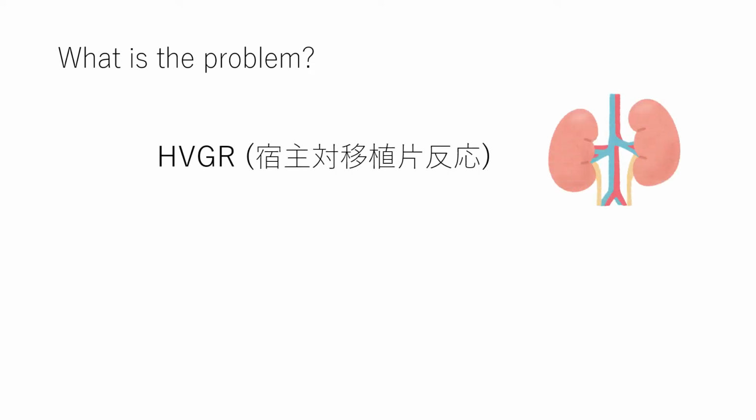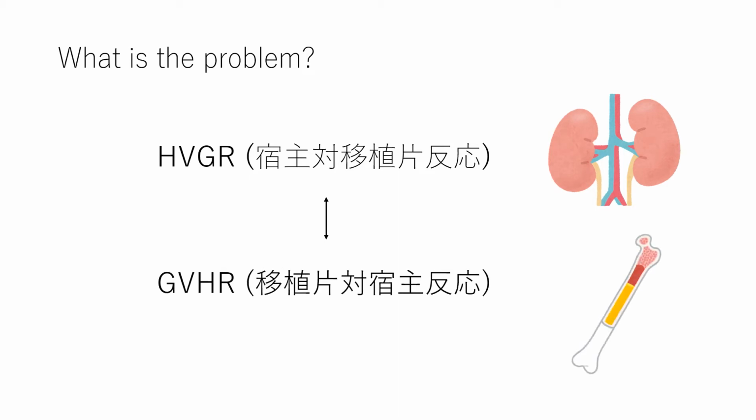We will explain about some of the major medical problems associated with allografts. There are two major problems, HVGR and GVHR. These two reactions form a counterpart that, as we will see later, is based on the origin of T cells. To understand HVGR and GVHR, let us talk a little about HLA.